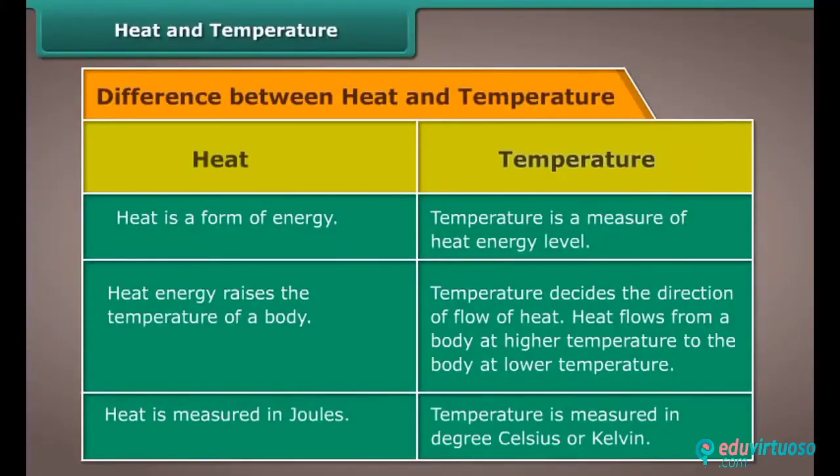Here is the difference between heat and temperature. Heat is a form of energy. Temperature is a measure of heat energy level. Heat energy raises the temperature of a body. Temperature decides the direction of flow of heat. Heat flows from a body at higher temperature to a body at lower temperature. Heat is measured in joules. Temperature is measured in degrees Celsius or Kelvin.